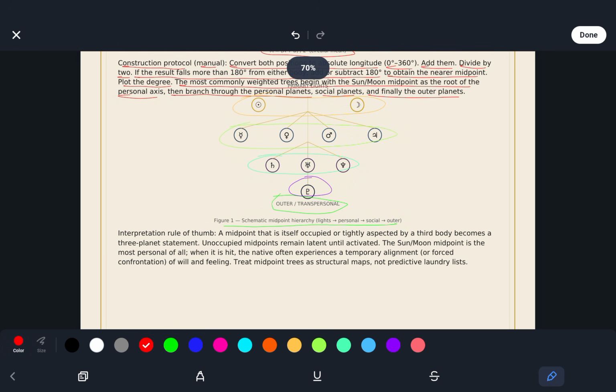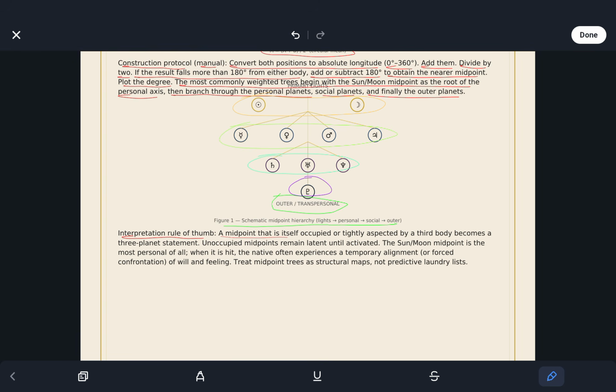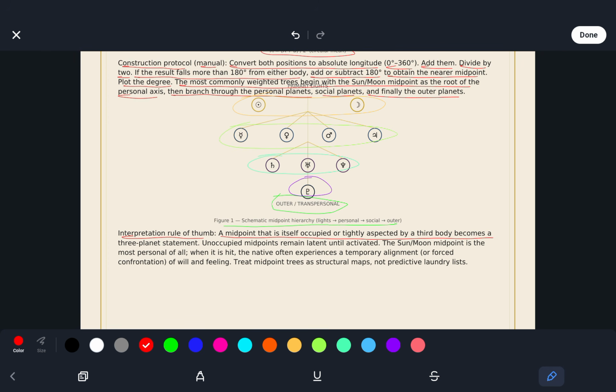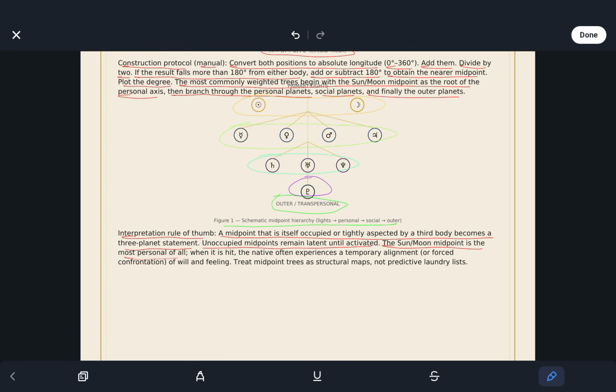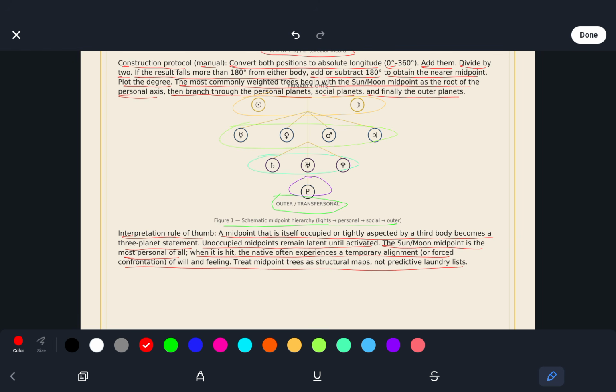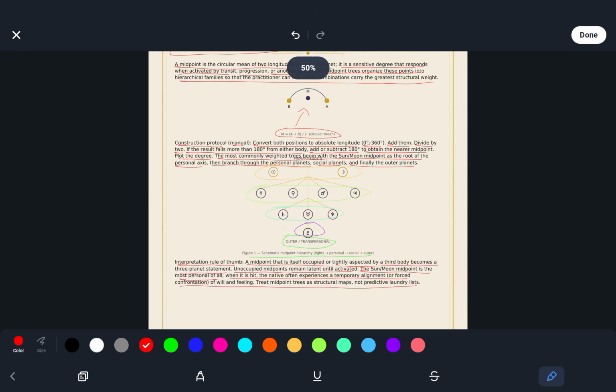So here's the interpretation rule of thumb. A midpoint that is itself occupied or tightly aspected by a third body becomes a 3-planet statement. Unoccupied midpoints remain latent until activated. The Sun-Moon midpoint is the most personal of all. When it is hit, the native often experiences a temporary alignment or first confrontation of will and feeling. Treat midpoint trees as structural maps, not predictive laundry lists.